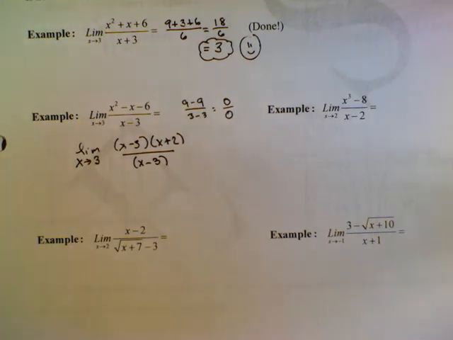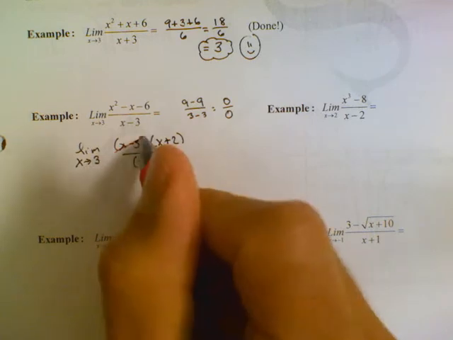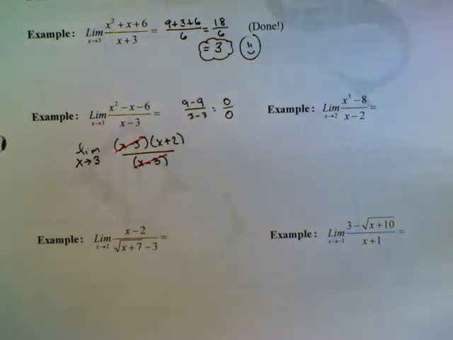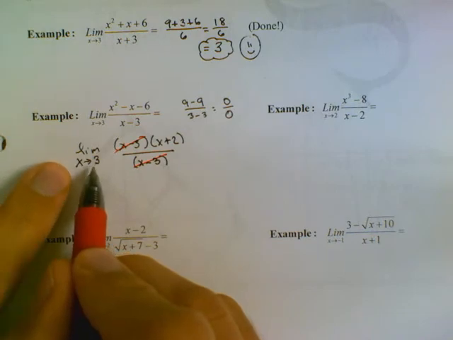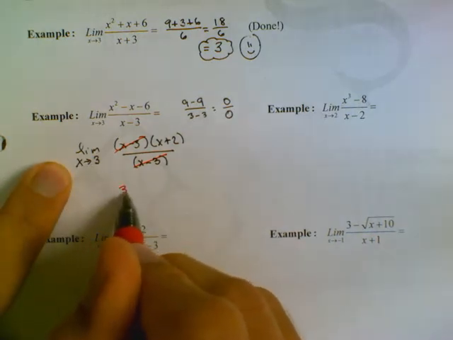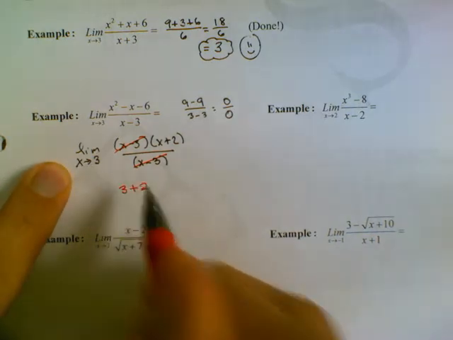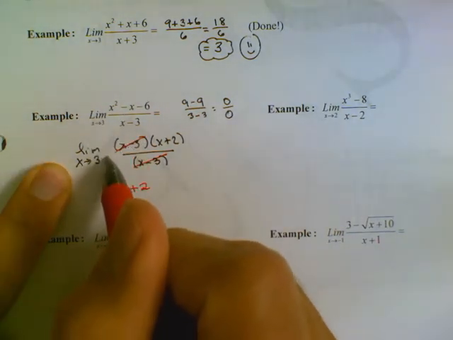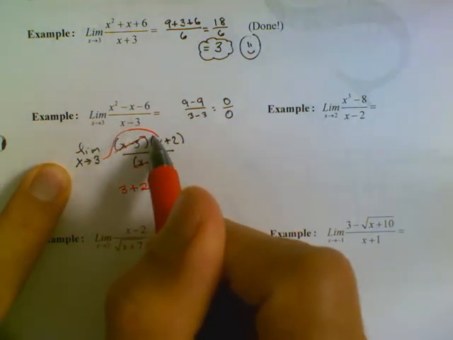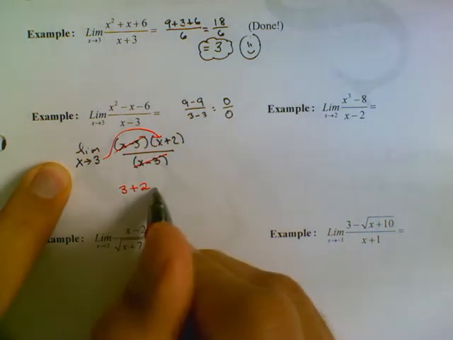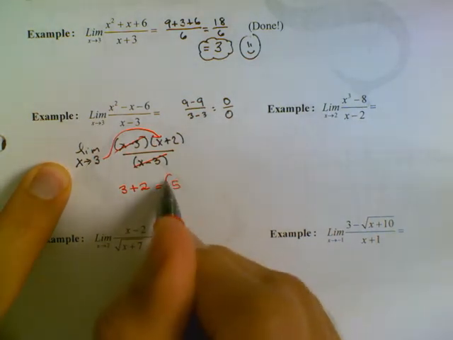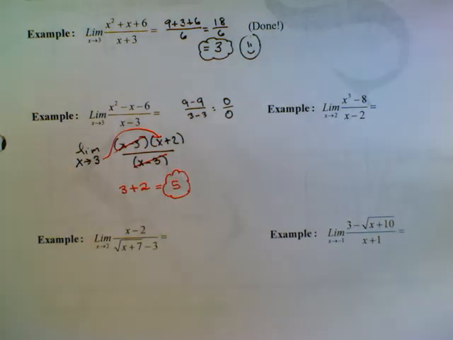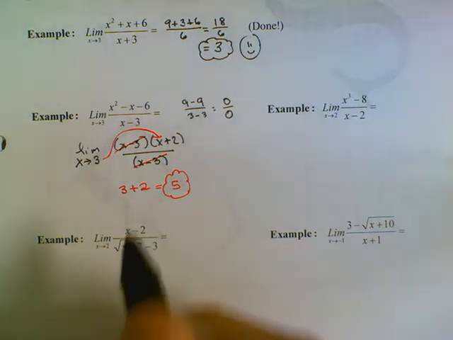And you can see that the x minus 3's can cancel. Okay, in the next step, notice I do not write the limit anymore. I just write 3 plus 2. So basically what happens is I'm taking this 3 and I'm putting it right there into the x. So I'm doing 3 plus 2 and I'll get 5. And 5 is my final answer there.